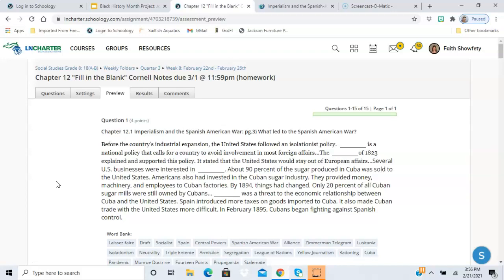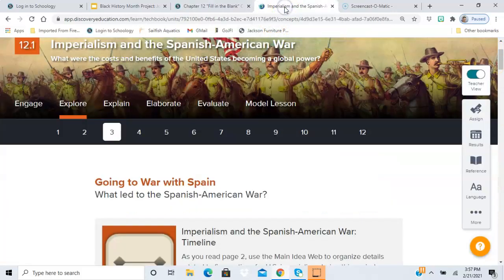They provided money, machinery, and employees to Cuban factories. By 1894, things had changed. Only 20% of all Cuban sugar mills were still owned by Cubans. Blank was a threat to the economic relationship between Cuba and the United States. Spain introduced more taxes on goods imported to Cuba. It also made Cuban trade with the United States more difficult. In February 1895, Cubans began fighting against Spanish control. So that all comes from this section.